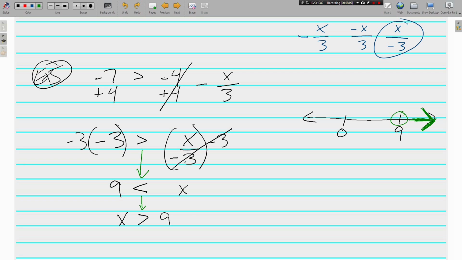That's it. Solving and graphing two-step inequalities, you know how to do.